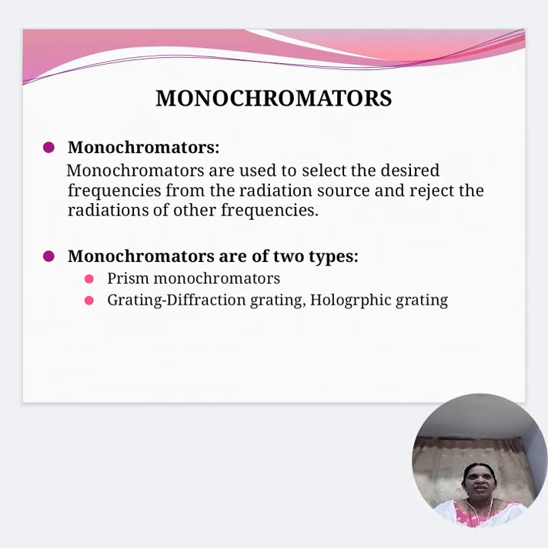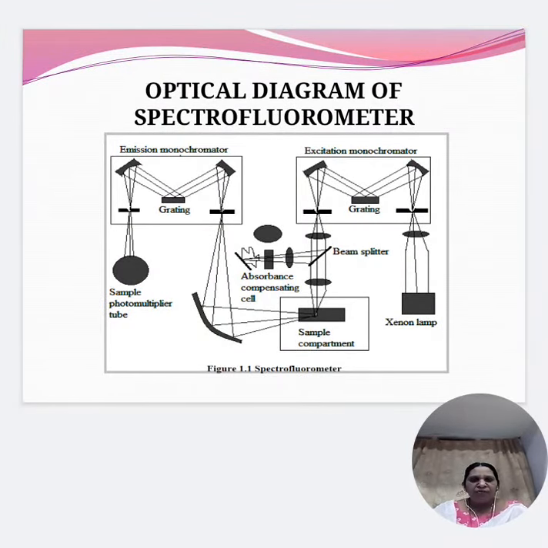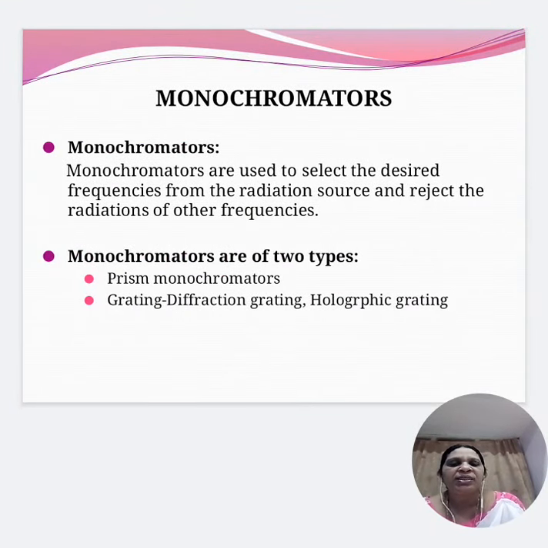A monochromator consists of the entrance slit, the diffraction grating, and the exit slit. When we see the optical diagram, you can see you have two types of monochromators: the excitation monochromator and the emission monochromator. The monochromator consists of the entrance slit, then the collimating lens or the focusing lens, then the grating, which is the dispersive media, then again the focusing lens, and then the exit slit. This is the general structure of any monochromator. In the spectrofluorometer, a diffraction grating is used.